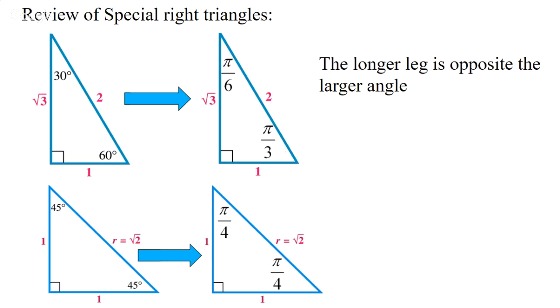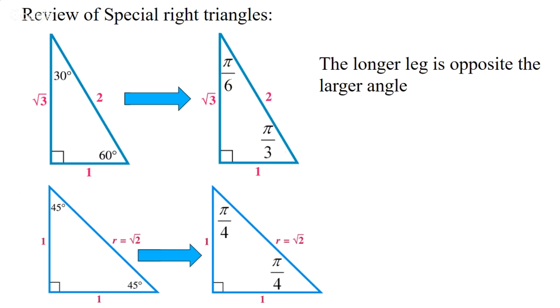So review our special right triangles. Showed this last time. Go through this quick. We have our 30, 60, 90 triangle, our 45, 45, 90 triangle. Remember 30, 60, 90: across from the 30 is a 1. Then you have 2 as the hypotenuse, and square root of 3 is what's left. So across from the smallest angle is the smallest number.